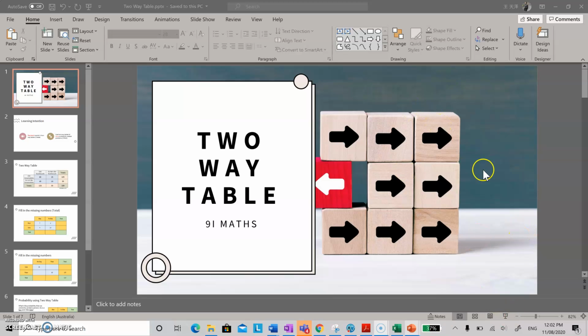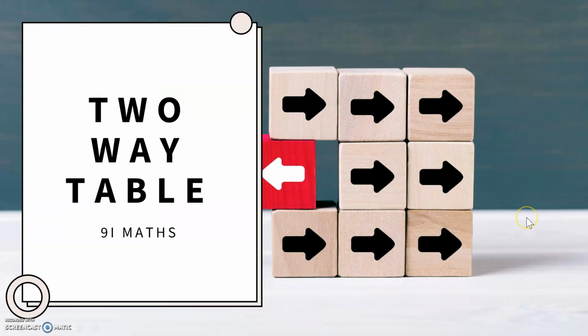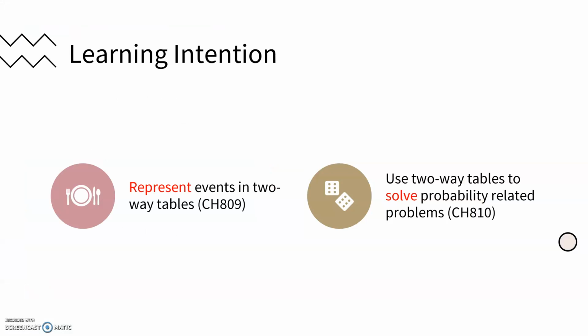Hello guys, so today we're going to talk about a new way of constructing the probability, which is called a two-way table. Okay, so let's have a look at what is a two-way table and how do we use that. Okay, so a typical learning intention for today, two things. We want to be able to represent events by using this two-way table. Of course, we want to also use this table to solve probability related problems.